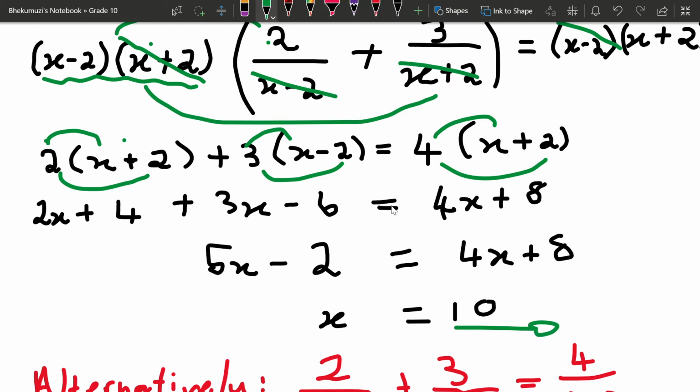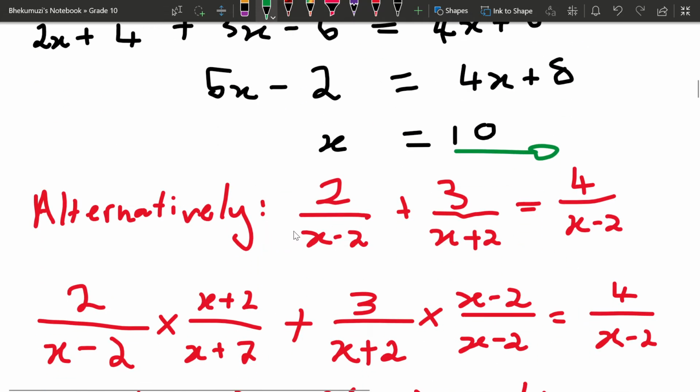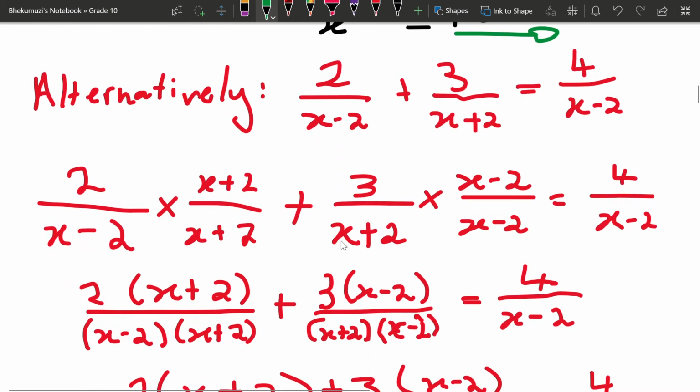So as you can see, this method is quite seamless, but alternatively you can try out this method. However, this one is more technical. So what we do here is, we realize that we have different denominators, and usually whenever we see different denominators, we would like to try and make them the same.